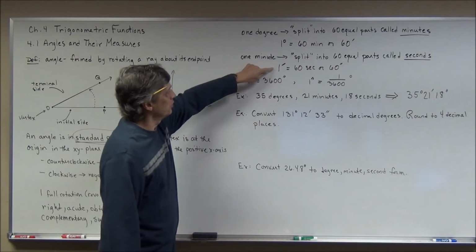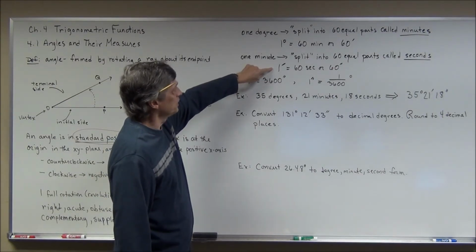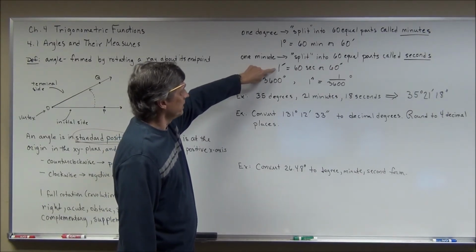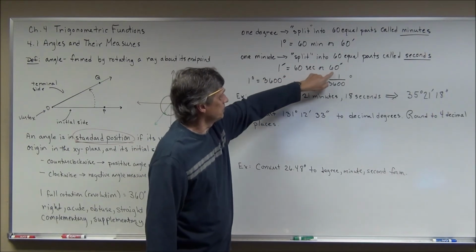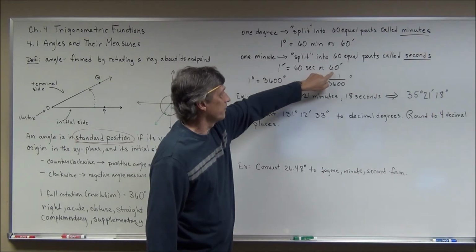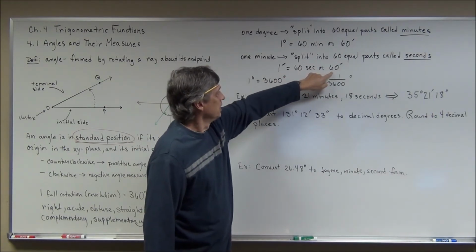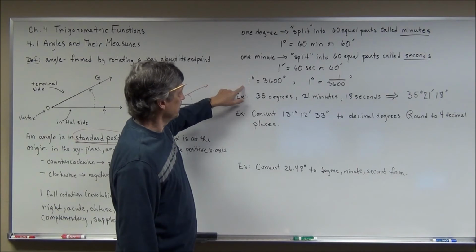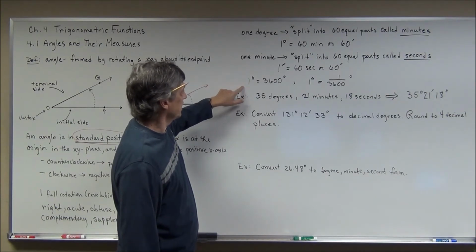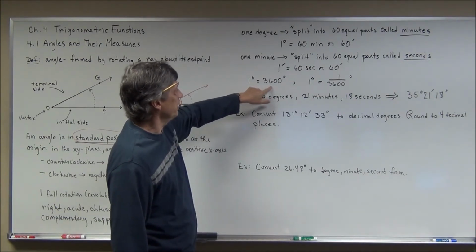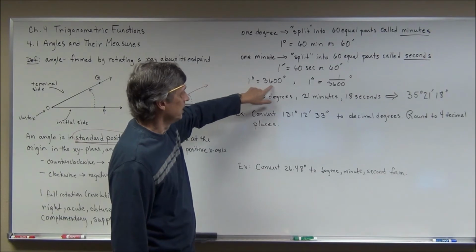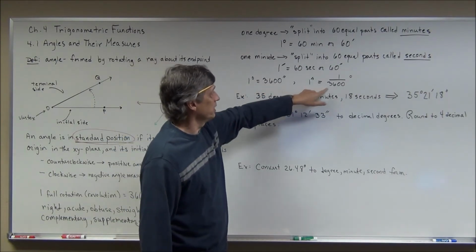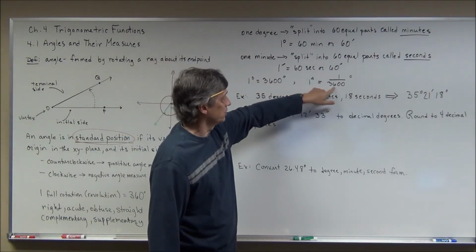So that 1 degree, which is 60 minutes, 1 minute is 60 seconds, and we use the double tick mark, which is kind of like for length, inches, to represent seconds. So 1 degree, which is 60 minutes, and each minute is 60 seconds, means that 1 degree is 3,600 seconds. And 1 second, on the other hand, is 1 over 3,600 degrees.